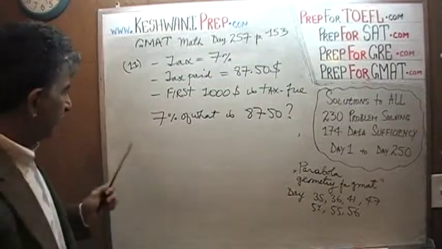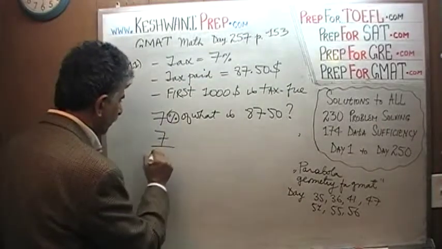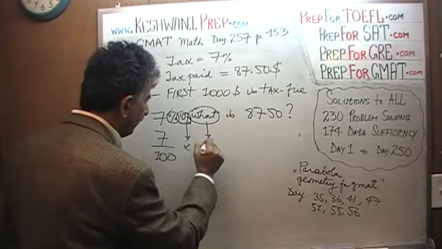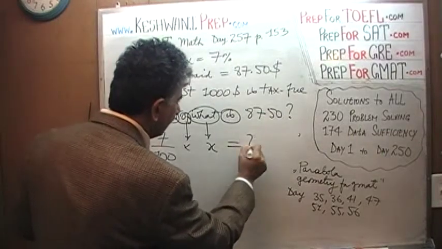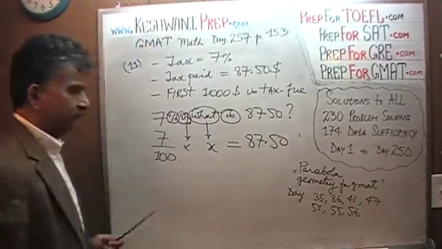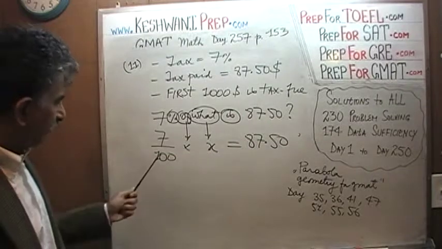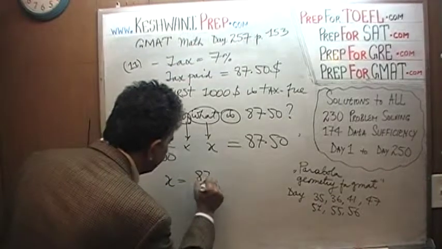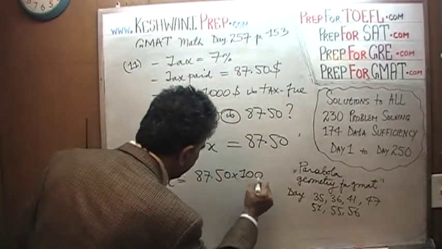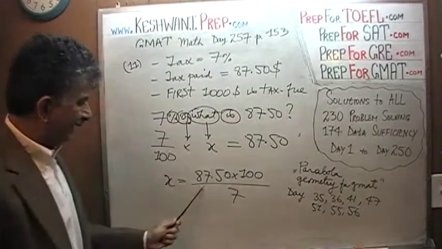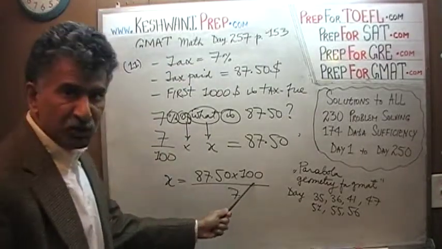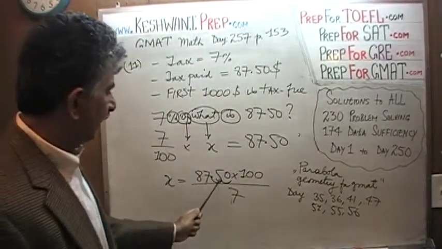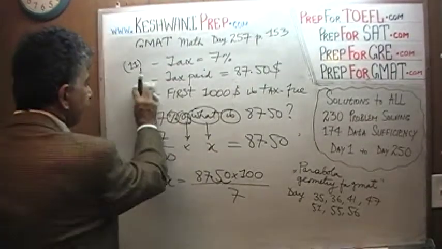Let's translate this into an equation. 7% means over 100. Of means times. What is our unknown? x. Is means equals 87.50. We are interested in solving for x, so let's bring the 100 on the top and bring 7 on the bottom. So x equals 87.50 times 100 over 7. By multiplying 87.50 by 100, we move the decimal place by 2 spots, so it will become 8,750 divided by 7. Let's do it on the top.